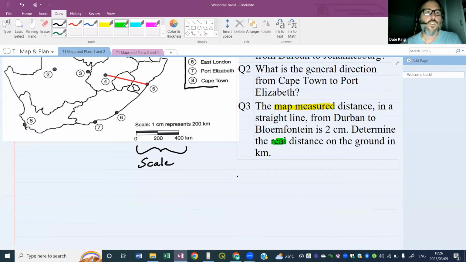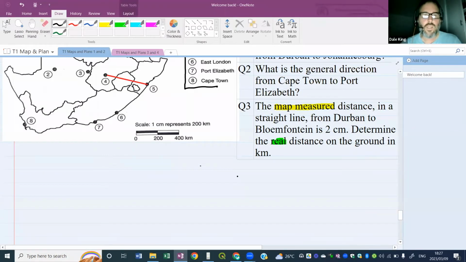We need a scale. We've got a bar scale here on our map. Let's have a look at this bar scale and try to make it a little easier. Remember last time I said, sometimes they will write it on and sometimes you have to measure with the ruler. They say here on our scale that 1 centimeter represents 200 kilometers. So 1 centimeter with your ruler represents 200 kilometers.